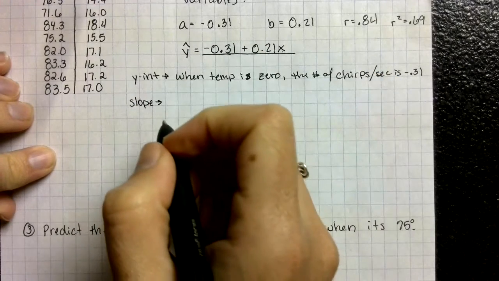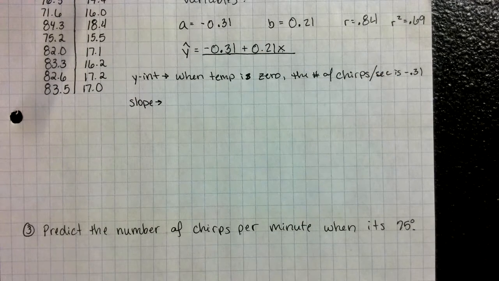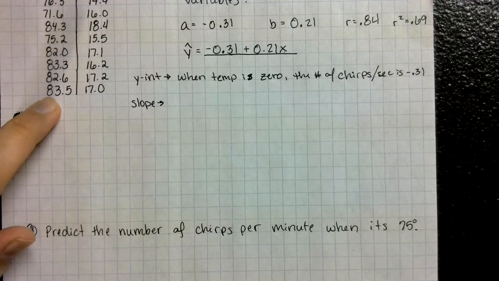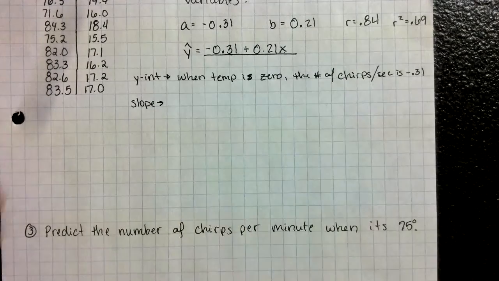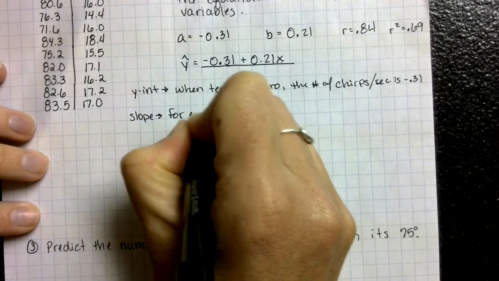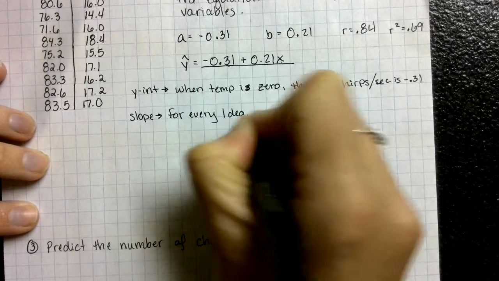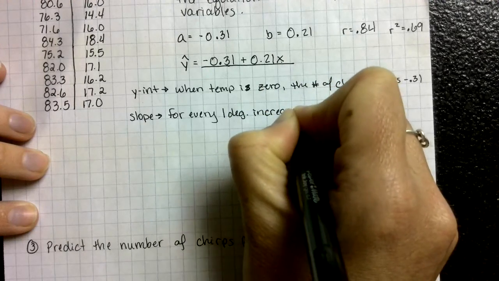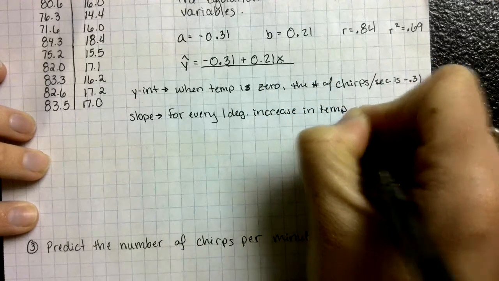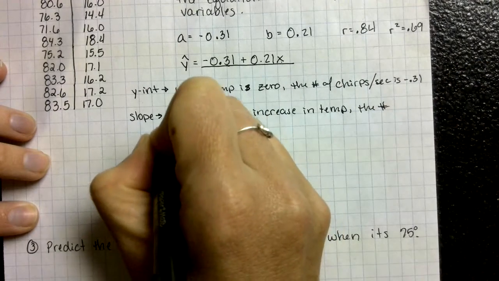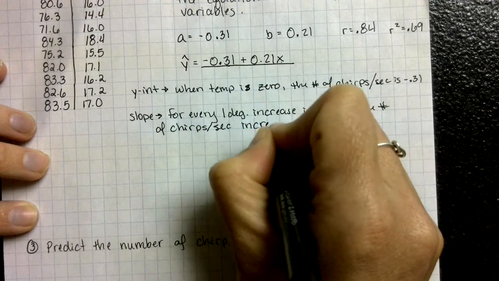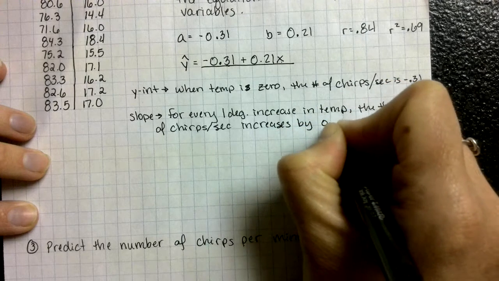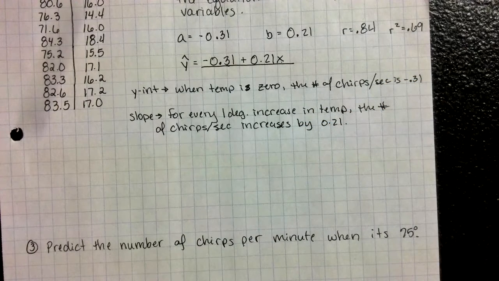Okay, my slope is b. Your interpretation for slope is for every 1 unit increase in x, y will have this many unit increases. So for every 1 degree increase in temperature, the number of chirps per second increases by 0.21.